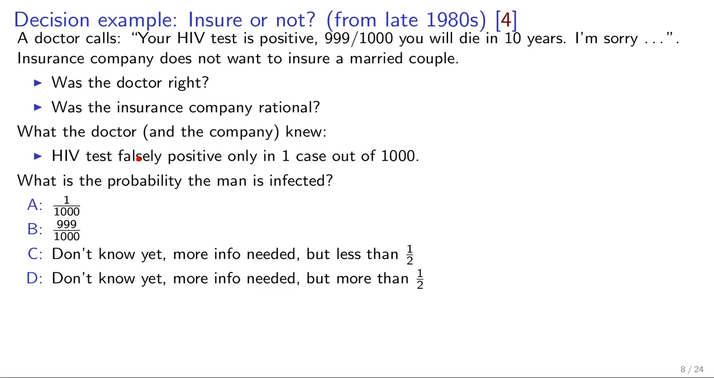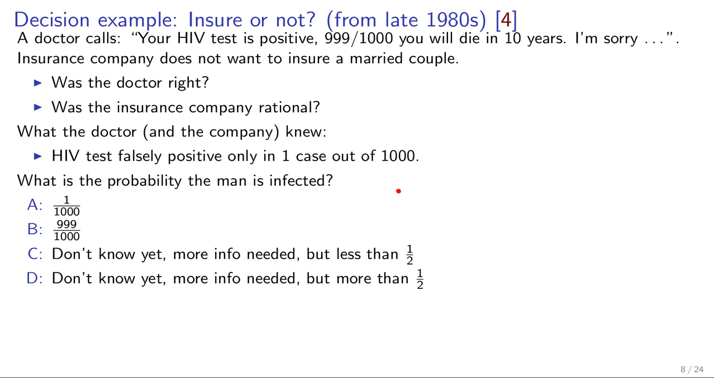The doctor knows that the HIV test is falsely positive only in one case out of 1,000. Now the question is, what is the probability that the man is infected? So the doctor thought that the probability that the man is infected is almost certain, right? And now, in fact, this was wrong, and let's quickly see why.